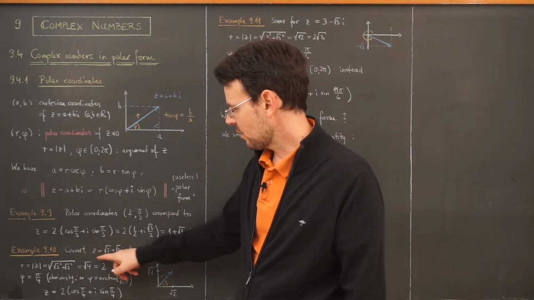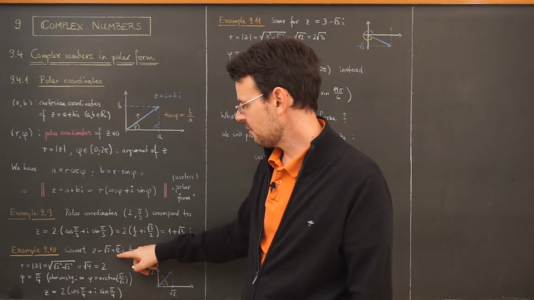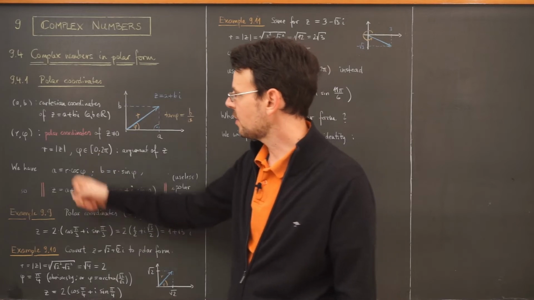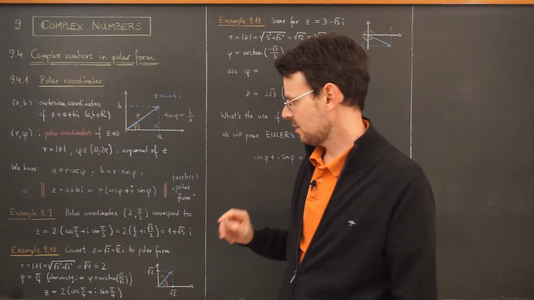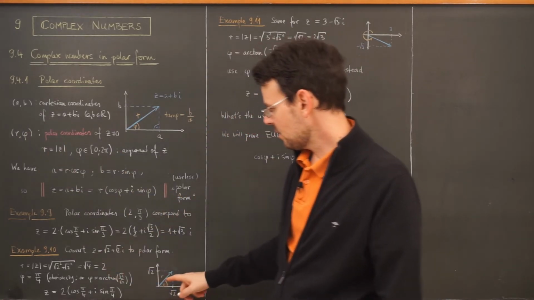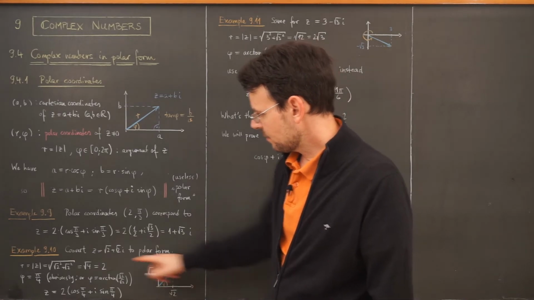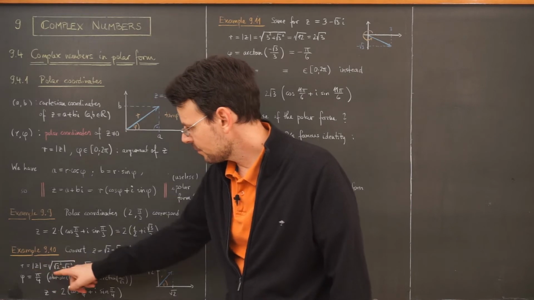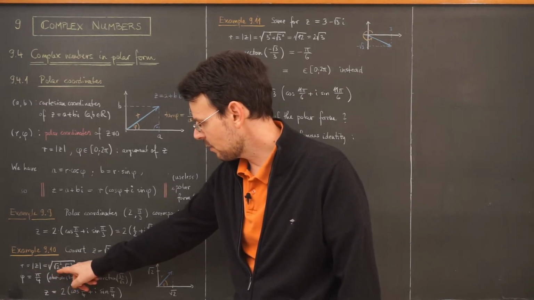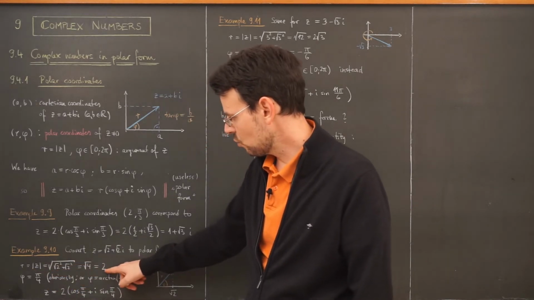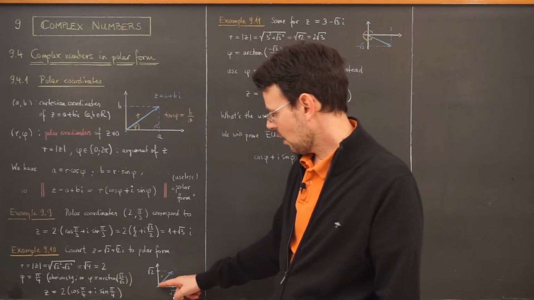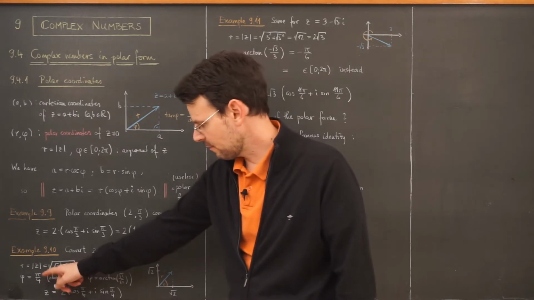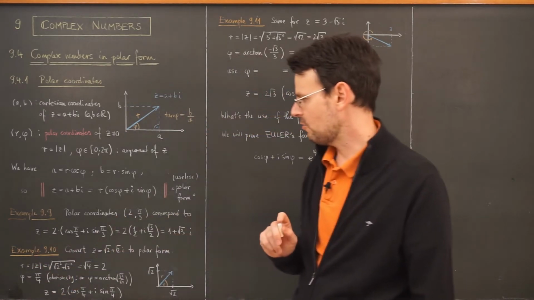Okay, next we have a complex number in Cartesian form. We want to transform it into polar form, or find the corresponding polar coordinates for this number. Then of course we start by calculating the length using Pythagoras' theorem, which is 2. And just by looking at it, we see that the angle is 45 degrees, or pi over 4.